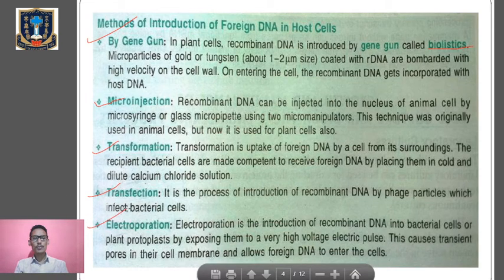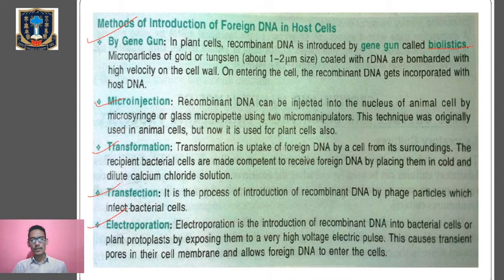Last one is the electroporation method, in which the introduction of recombinant DNA is done by the help of a high voltage electric pulse. Clear? So the bacterial cells are exposed to very high voltage electric pulses. By doing this, a pore will be created in the cell membrane of the bacterial cells and the plant cells, and by the help of these pores, the recombinant DNA can enter into the host cells.